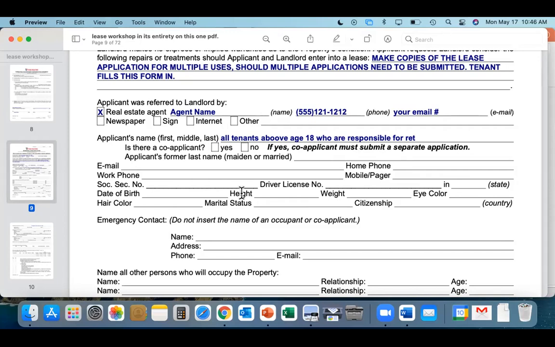Say for instance you have a husband and wife, and the wife's the breadwinner and the husband's a stay-at-home dad. I would probably do just one applicant, and the stay-at-home dad would be an occupant. Whoever is going to be providing the income needs to fill out an application. Everybody over 18 is going to fill out an application just so they know who's going to be occupying and have their information, but only an applicant or co-applicant marked here will be responsible for the lease.